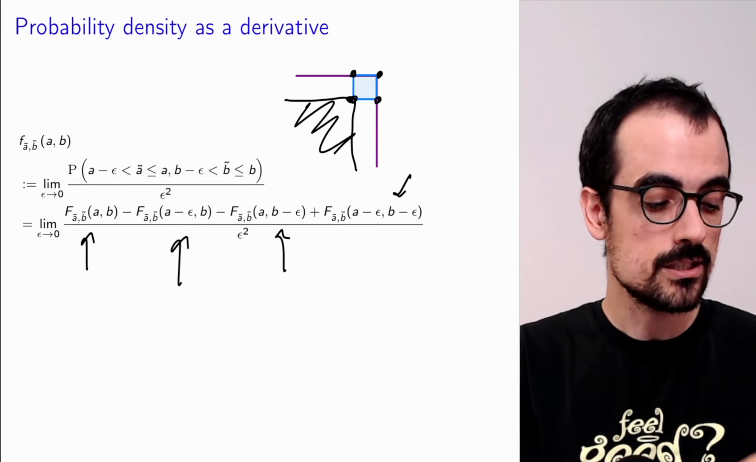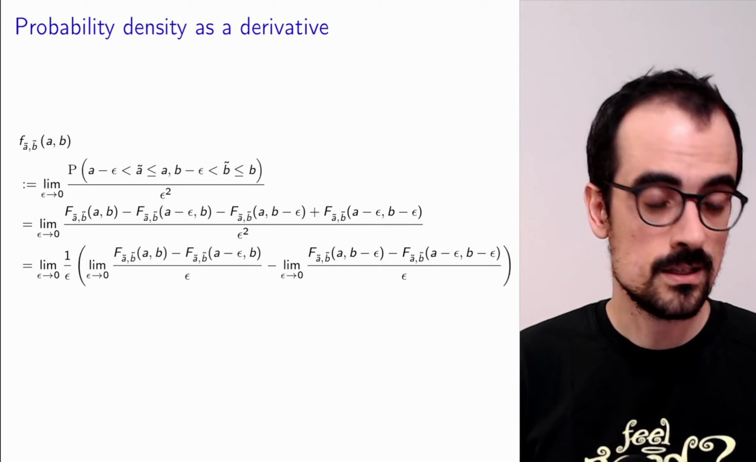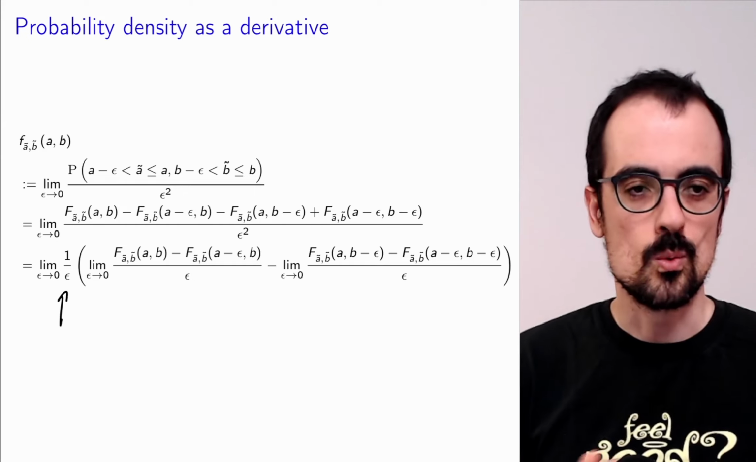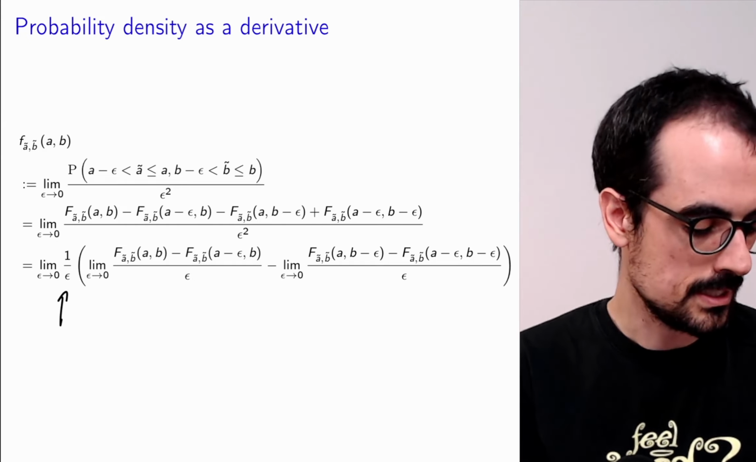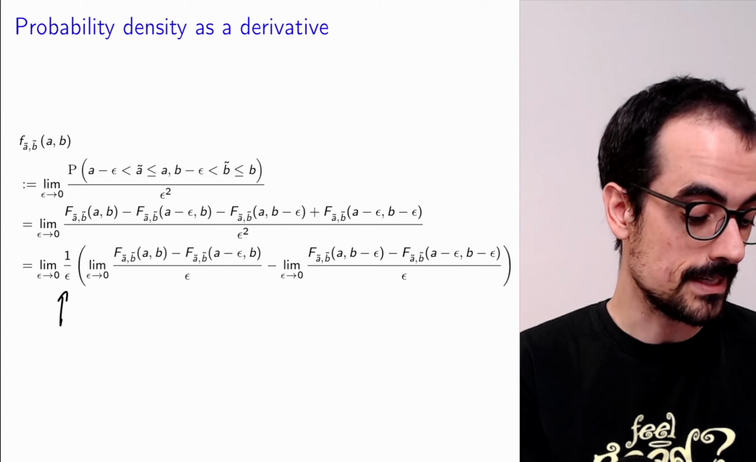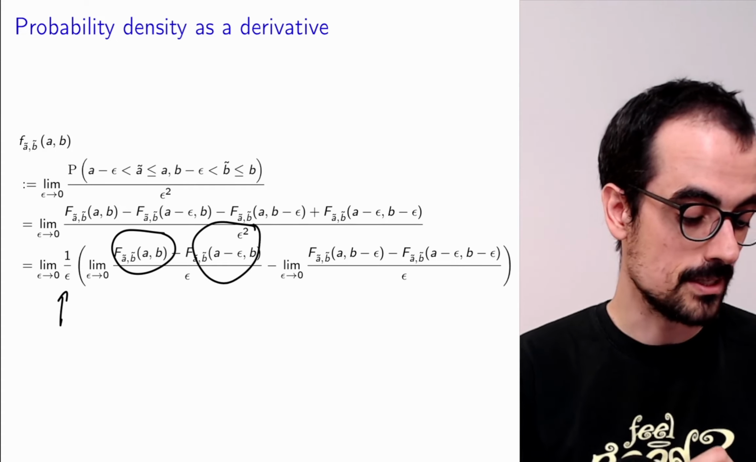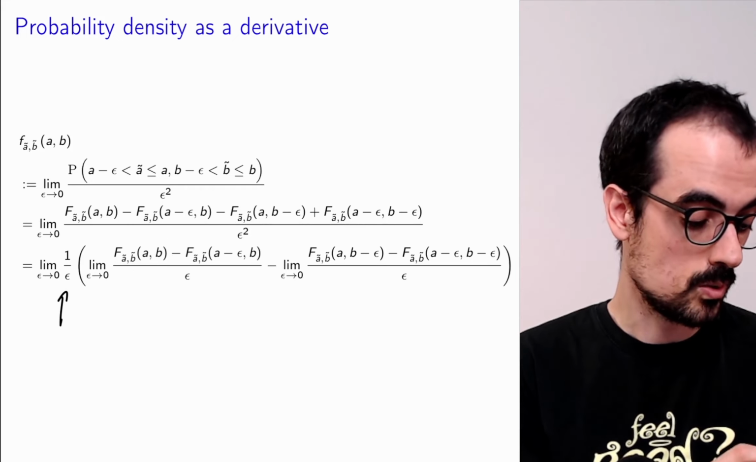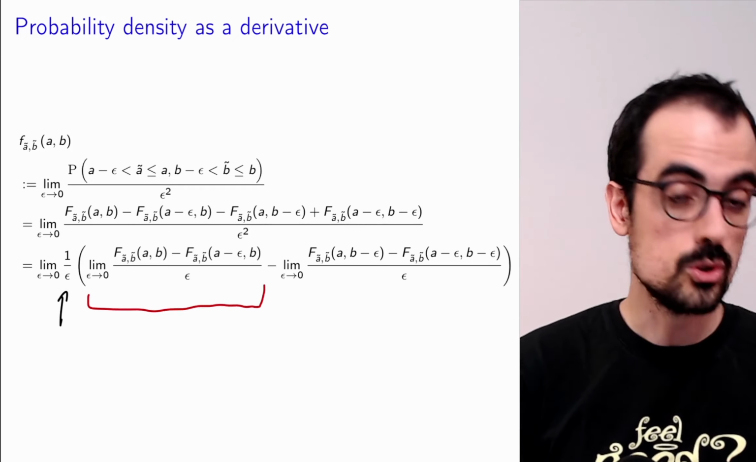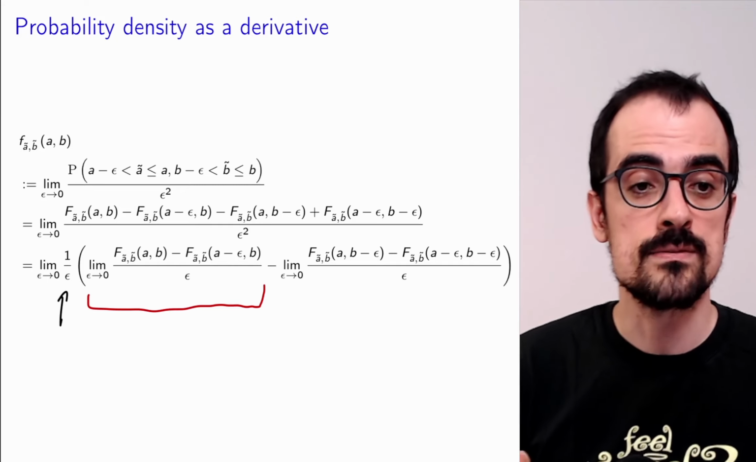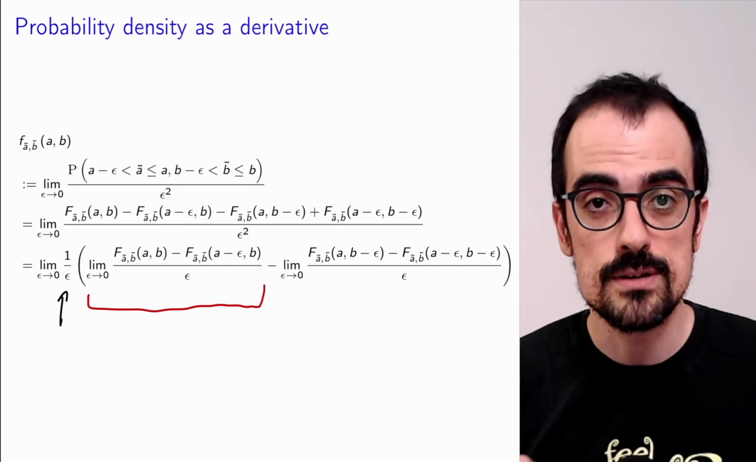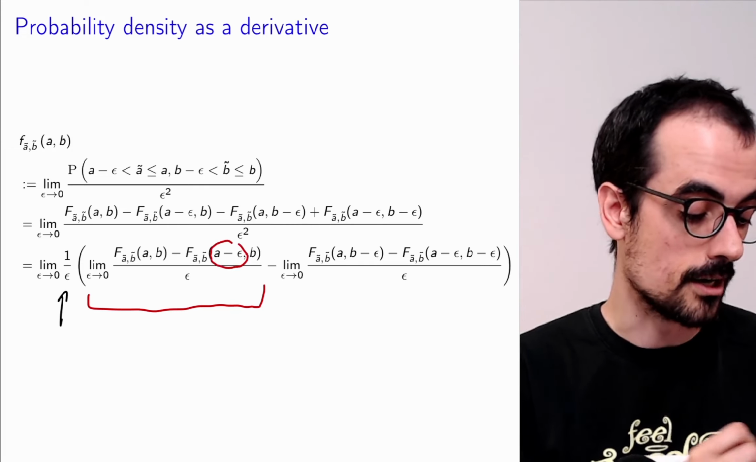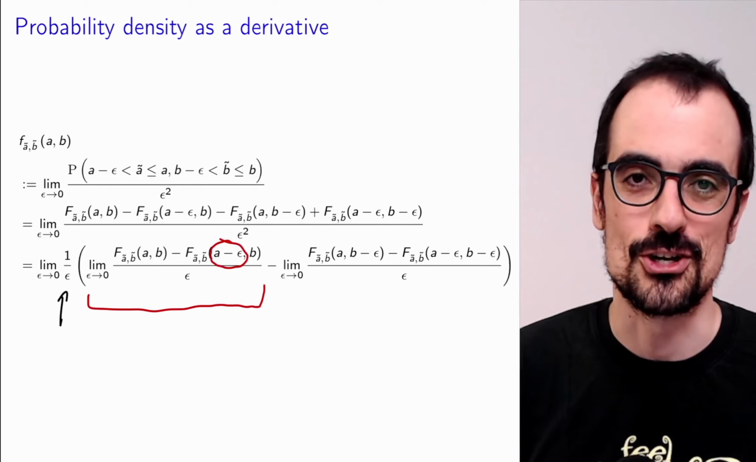So now we're going to rearrange this in the following way. You will see in a moment why. We take out 1 over epsilon, and we consider the difference between the CDF at (a, b) and the CDF at (a minus epsilon, b), divided by epsilon. When this part goes to 0, essentially what we have is the partial derivative of the CDF with respect to this first argument. This is just by the definition of derivative.